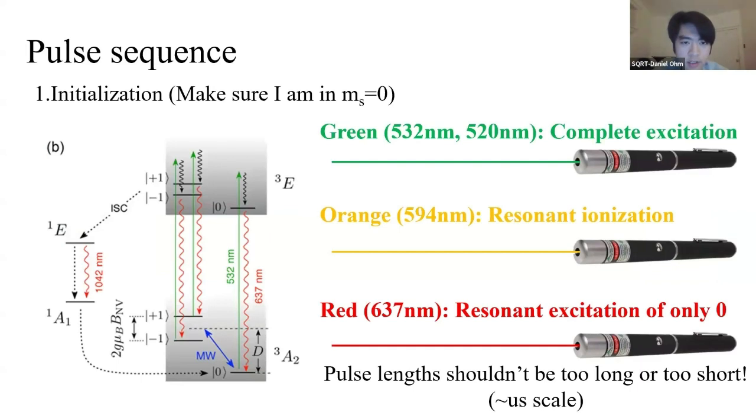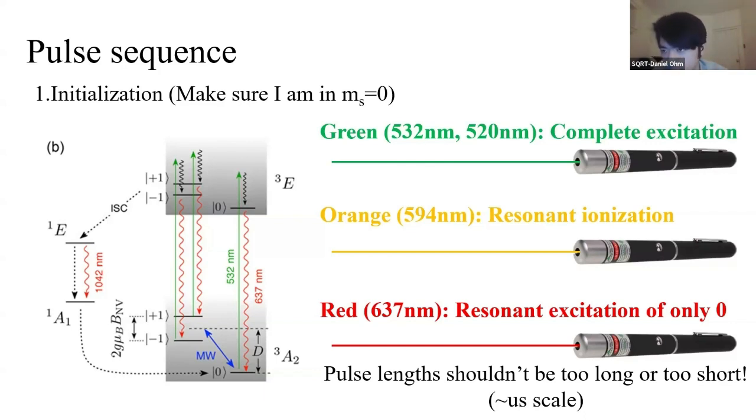So what is initialization? In layman's terms, initialization can be summed up as making sure I am in MS equals 0. Because of outside environmental factors, some of the spins may not be in MS equals 0. Sometimes you have cosmic rays hitting the sample, which excite the electrons into a different spin state. So what you want to do before you do anything else is make sure your NV center is in MS equals 0. So what you do is you hit it with a laser.